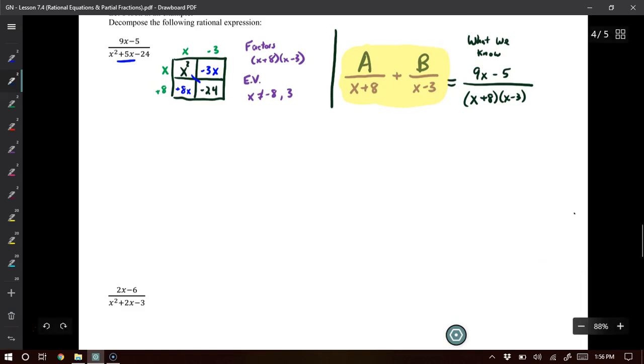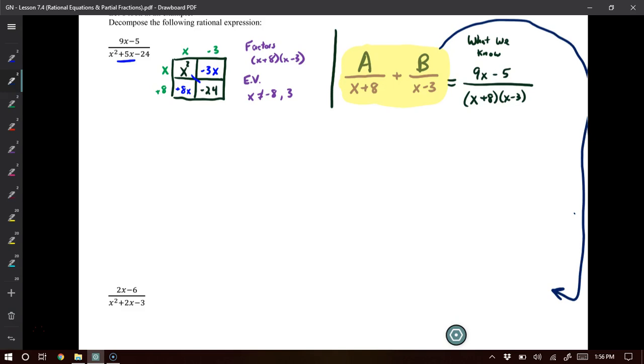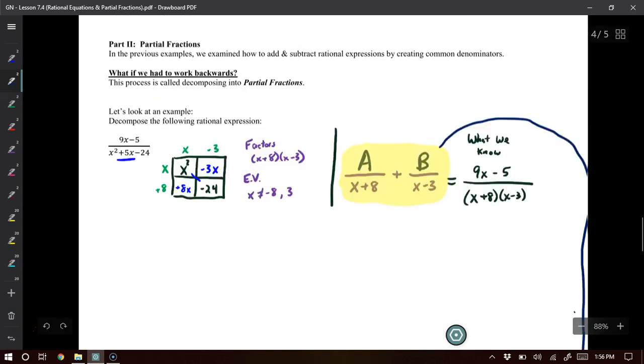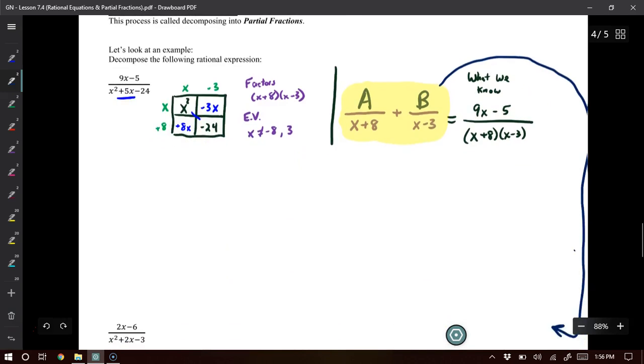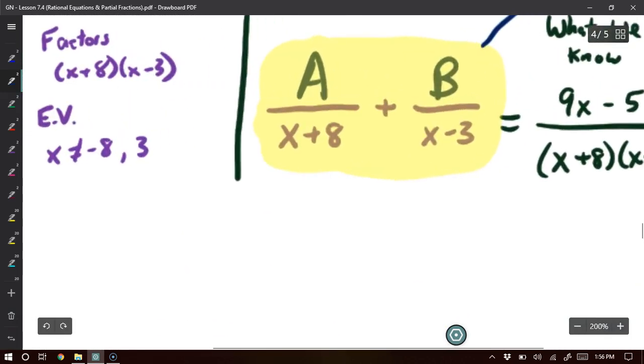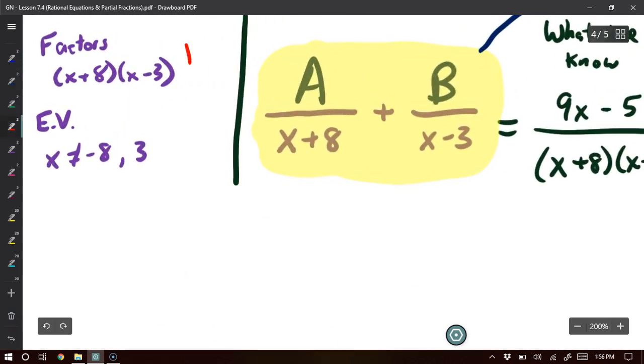And I have no idea what that final step is going to be yet, but I know this is going to play a role in it. So the next idea is just the same thing we did up here. We are going to create the common denominator and think about it like solving. So we already know the common denominator. I already know that it's going to be x plus 8, x minus 3.